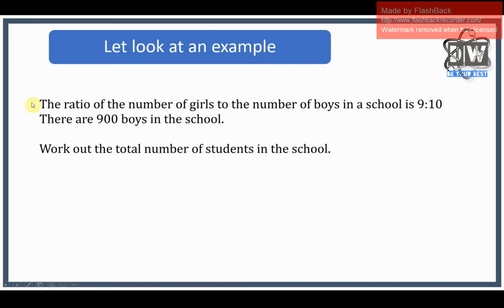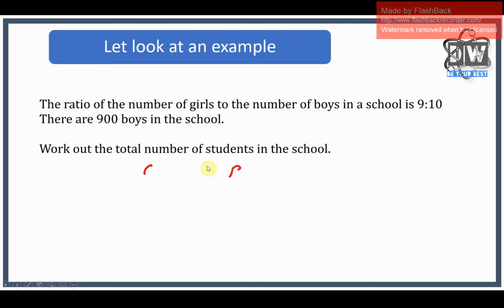Here we go. So the ratio of the number of girls to the number of boys in a school is 9 to 10. So we've got 9 girls to 10 boys. There are 900 boys in the school. Work out the total number of students in the school.